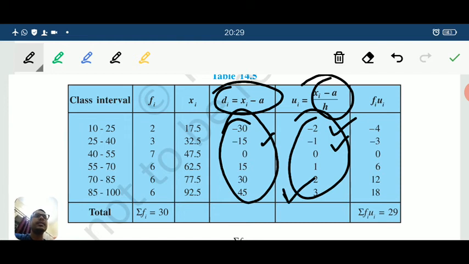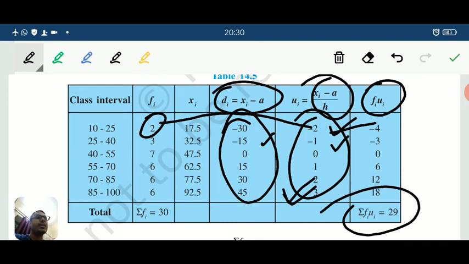So this data is quite smaller than the previous data, right? And then finding the equivalent frequencies multiplication, that is ui multiplied by the fi. So minus 2 into 2 will give you minus 4, right? Similarly, you go further and finding the summation of fi ui, that is 29, right?